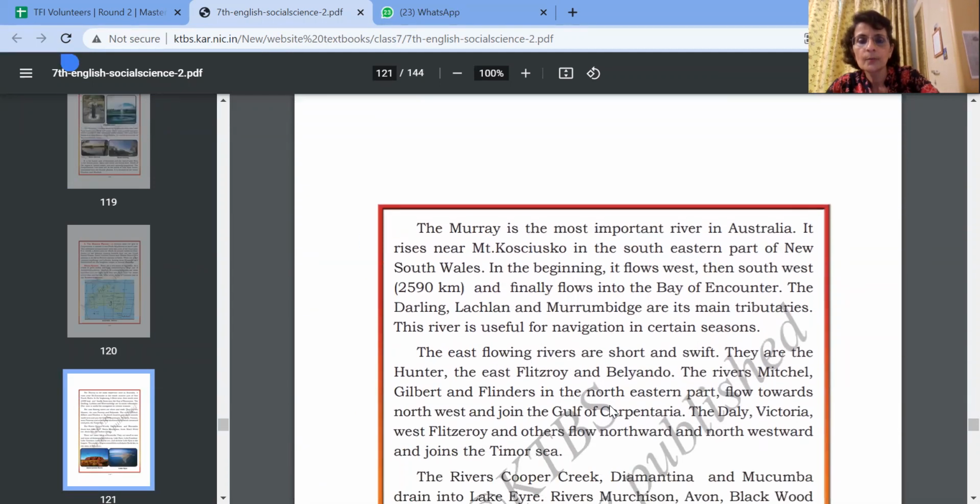So the Murray is the most important river in Australia. Okay, so this is a point that you need to mark, that the Murray River is the most important river in Australia. Okay.